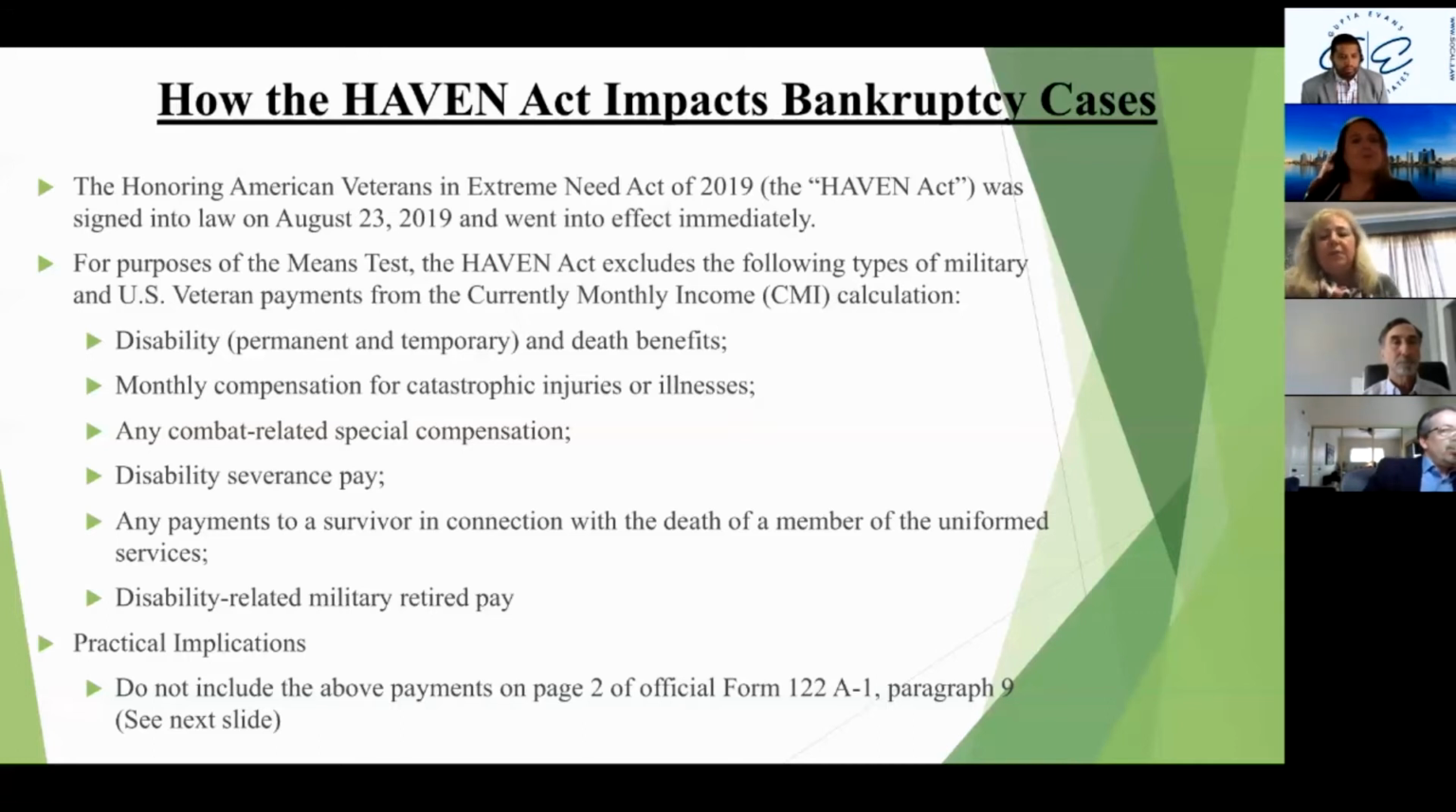So the practical effect of this, that's kind of what I want to spend the most time on, is if your client is receiving income from the DOD or the Department of Veterans Affairs, you want to spend some time on this issue, get a hold of the paychecks, talk to your client, and be concerned about what portion of the income should be included in the CMI calculation and what should be left off. And do you want to give us an example?